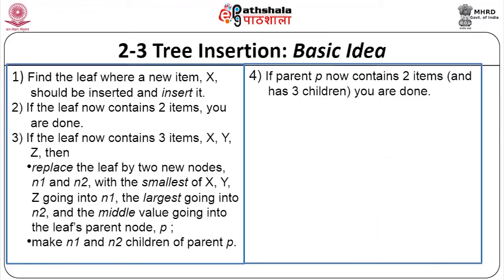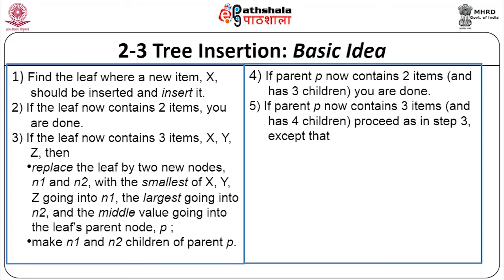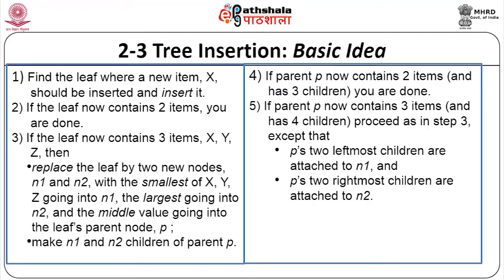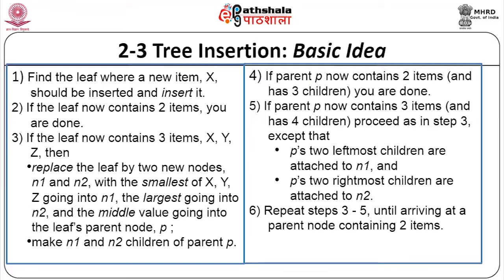So, if parent p now contains 2 items and has 3 children, you are done. But if the parent now contains 3 items and 4 children, then you have to proceed again to step 3 and do the same operation again. P's 2 leftmost children are attached to n1 and the 2 rightmost children are attached to n2, and repeat steps 3 to 5 until arriving at a parent which contains only 2 data items.